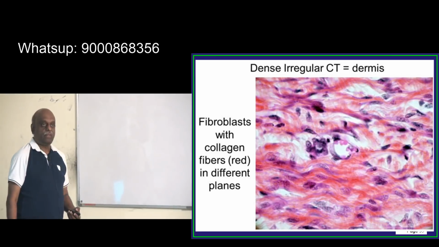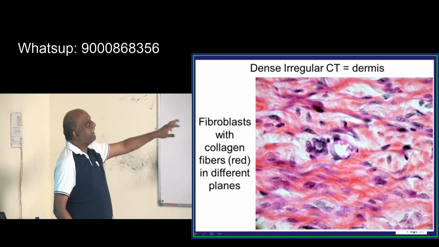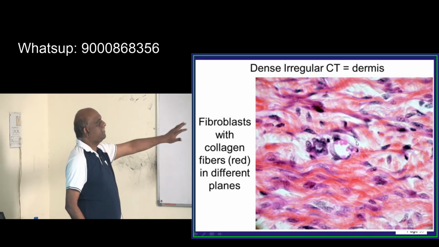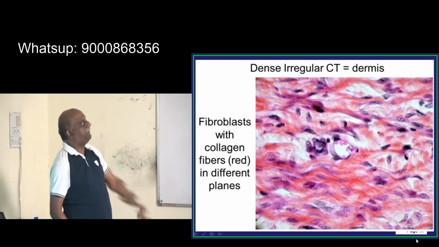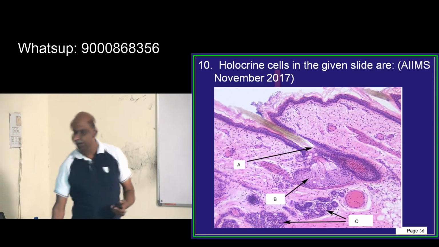Dermis. So this is the dense, irregular connective tissue in the dermis, where there are a lot of fibroblasts with the collagen fibers in different planes, is what you are able to see.